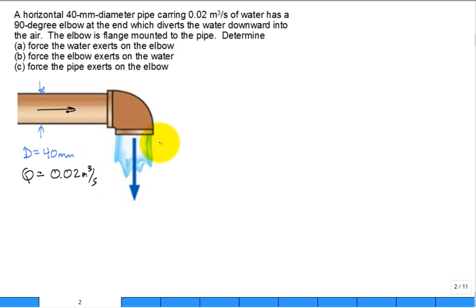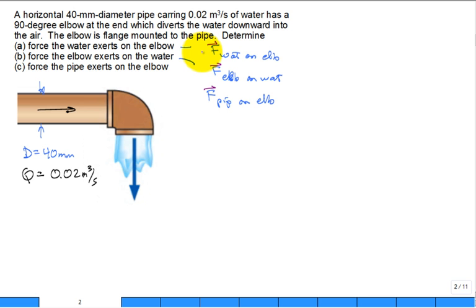Determine 3 things. The force that the water exerts on the elbow. Then the force that the elbow exerts on the water, and the force that the pipe exerts on the elbow. So let's get the order clear. The force that the water exerts on the elbow, the force that the elbow exerts on the water, and the force that the pipe exerts on the elbow. Would these in general be vectors? Yeah, vectors. And you can see that it probably has both an x component and a y component. So let's treat it as a vector.